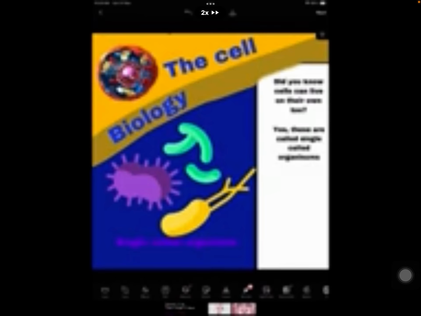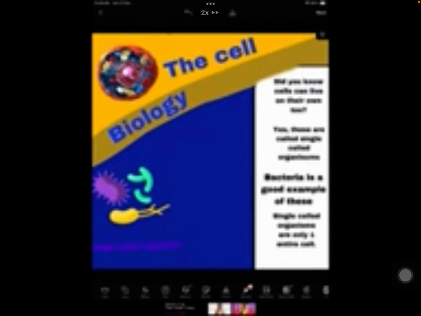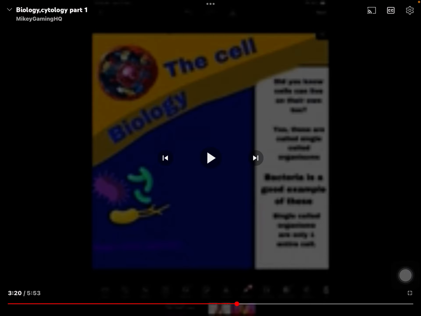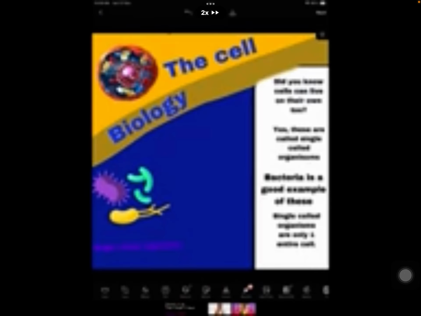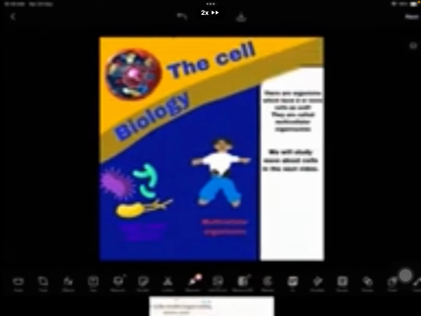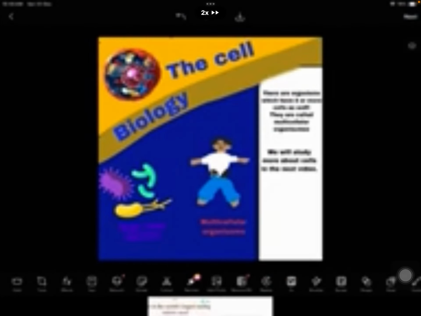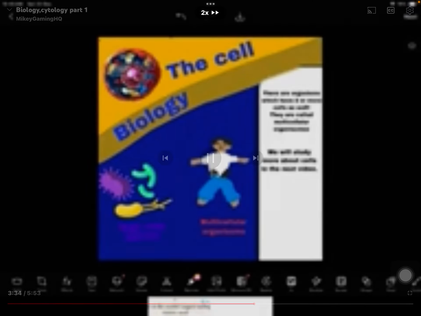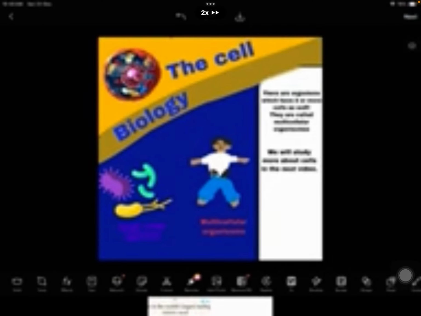They're called single-celled organisms. Bacteria is a good example of these. My past self is really bad at explaining. Single-celled organisms are only one entire cell. Multicellular organisms are organisms which have two or more cells, and unicellular organisms are organisms that have one cell. Organisms which have two or more cells as well, they are called multicellular organisms.